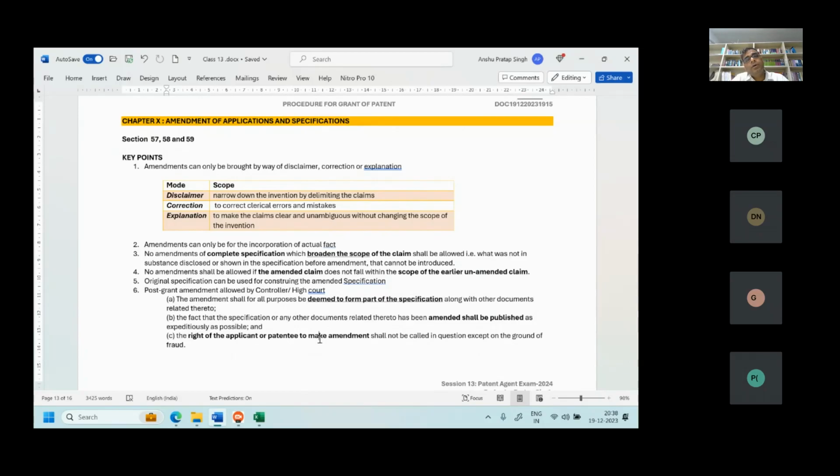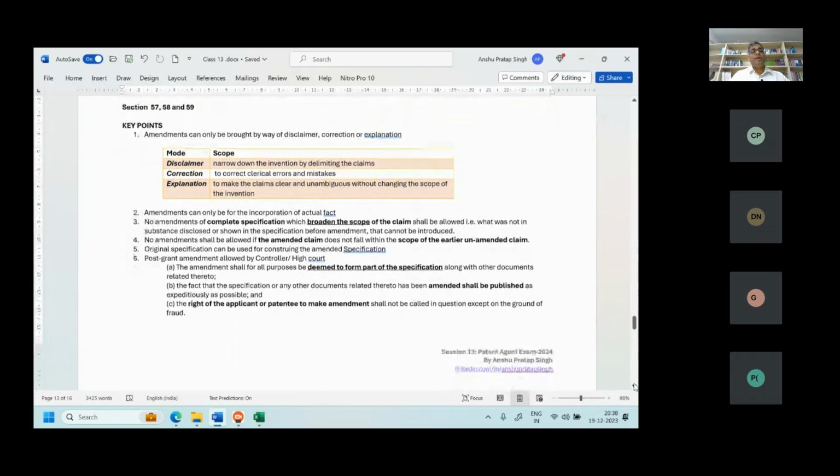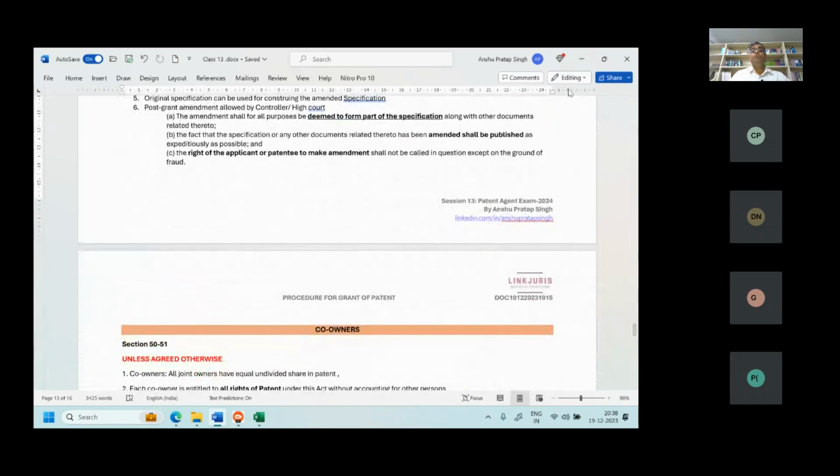And it will be open for the opposition. Anyone can oppose this amendment. The fact the specification or any other documents related thereto has been amended shall be published as expeditiously as possible. Same thing. Then right of applicant or patentee to make amendment cannot be called in question unless they are committing a fraud. So this is the key point of amendment.